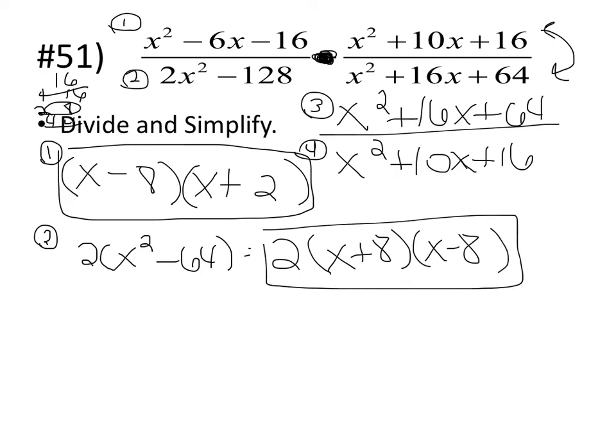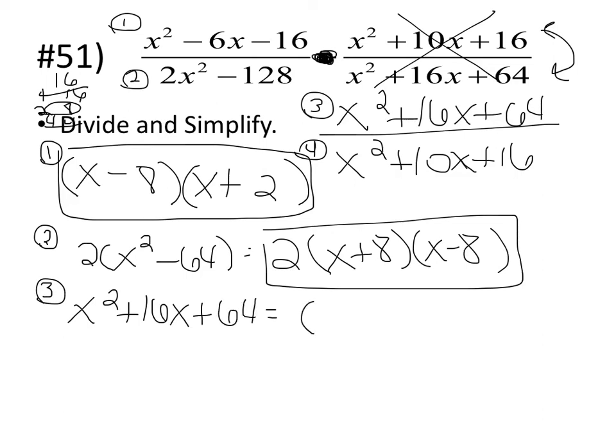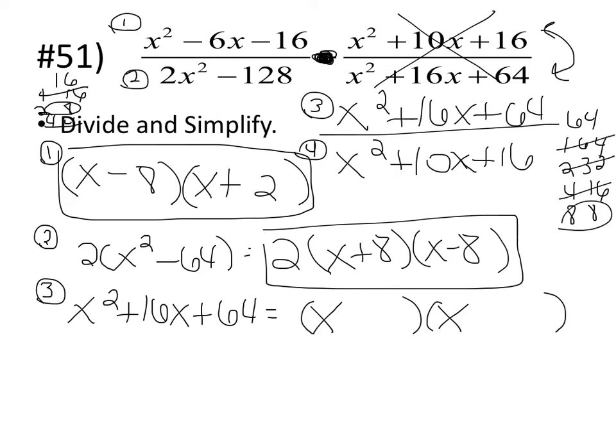So that's number 2. Number 3, remember this isn't it anymore. Number 3 is down here now. So x squared plus 16x plus 64. So we're going to do an x and an x. You need your factors of 64. So it's 1 and 64, 2 and 32, 4 and 16, and 8 and 8. We're going to use 8 and 8. So it's going to be plus, 8 and 8.